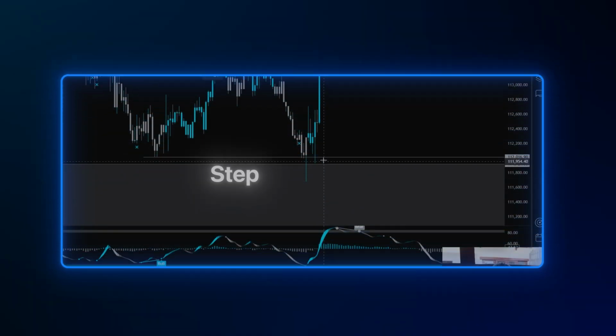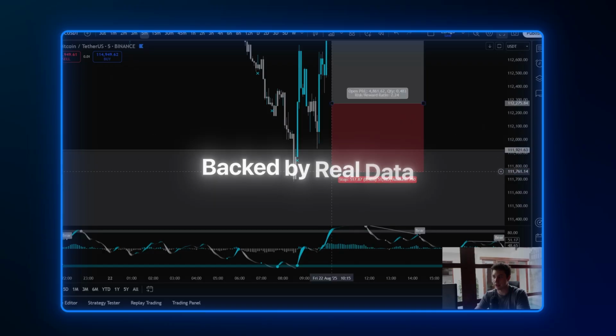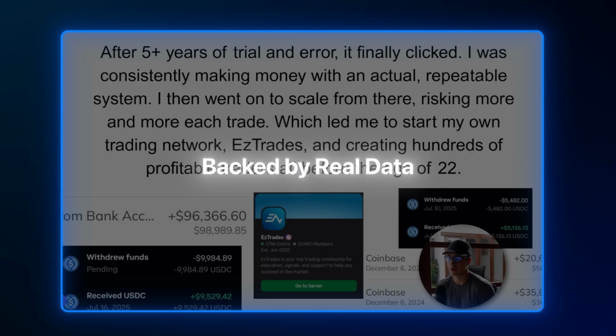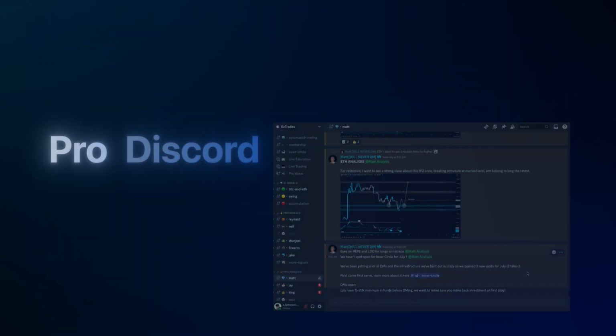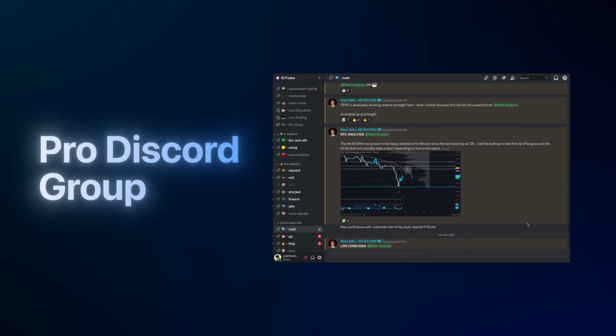I'm gonna lay out the step-by-step rules that I use in my personal trading, and everything that I'm sharing with you guys is backed by real data, okay? Not only have I publicly shared my payouts, I also post all of my trades in advance to nearly 500 people on a day-to-day basis. So it's safe to say that I have skin in the game and I know what I'm talking about.